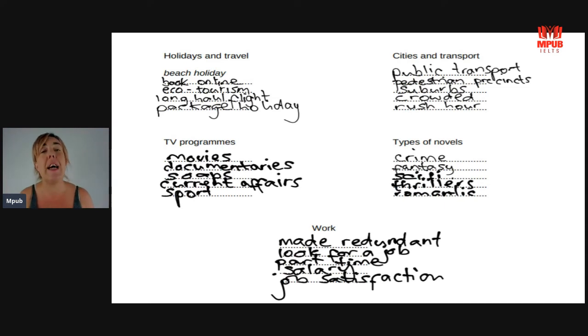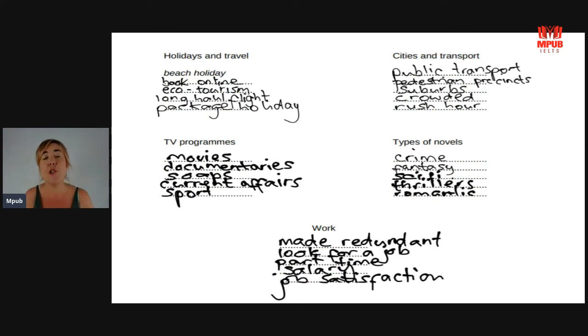We have thriller. A thriller is something that makes you think, oh, what will happen next? Okay. And finally, romantic. Something like Titanic, where they fall in love. Titanic is very sad, but it's also romantic. Maybe Romeo and Juliet. Okay.